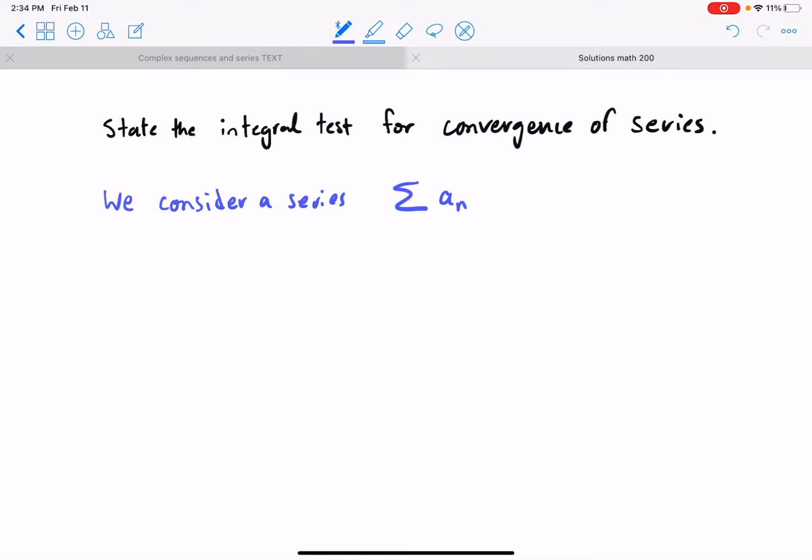Let's call them a sub n's, where maybe we're summing over the natural numbers, maybe we're summing over the positive numbers. I don't know. Let's take the positive numbers for now. Okay. So this is an infinite sum. And we want to know, does it converge? Does it converge? Does it diverge? Okay. Can we make sense of this? Well, the integral test can help us.